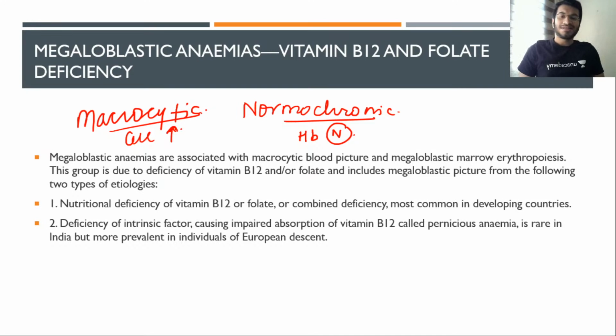Megaloblastic anemias are associated with the macrocytic blood picture and the megaloblastic marrow erythropoiesis. This group is due to the deficiency of the vitamin B12 and folate and includes the megaloblastic picture from the following two types of etiologies. First is nutritional deficiency of vitamin B12 or folate or combined deficiency, that is most common in developing countries. Then deficiency of the intrinsic factor.